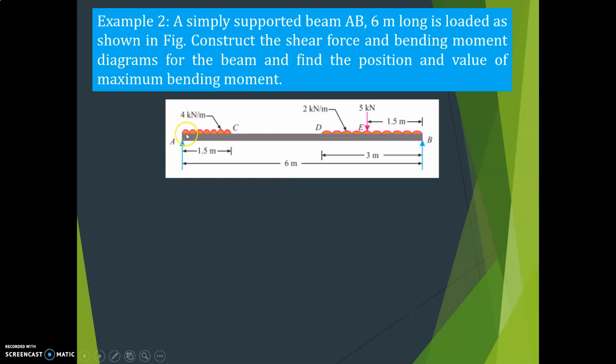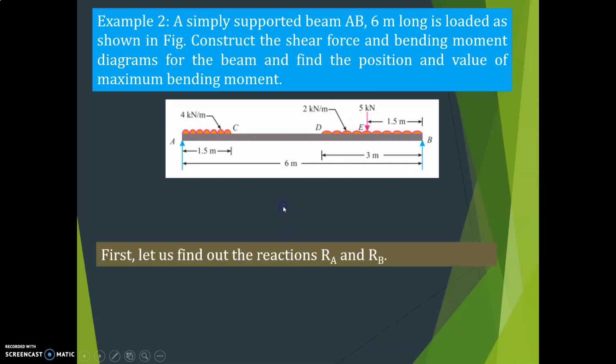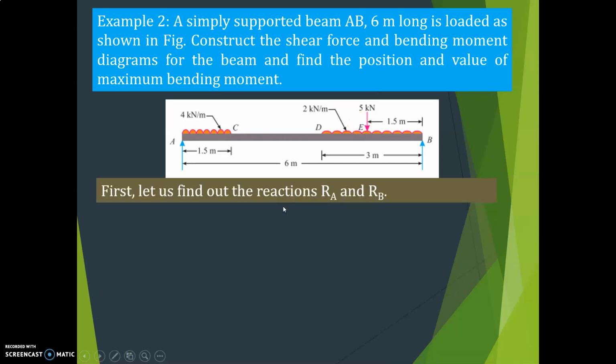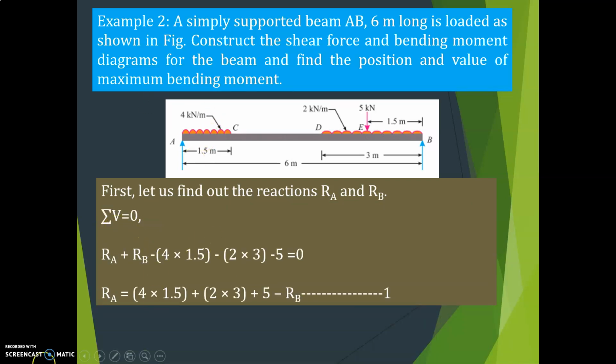Here there is one UDL of 4 kilonewton per meter, one more UDL of 2 kilonewton per meter over 3 meter length, and one point load of 5 kilonewton. First, we have to find the reactions RA and RB. How can we calculate? Take the sum of vertical forces equal to 0. Upward force is positive, downward force is negative.